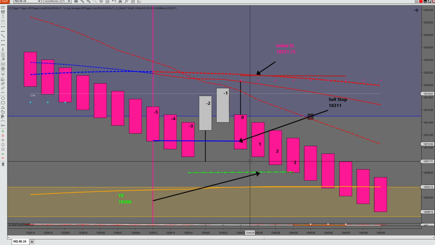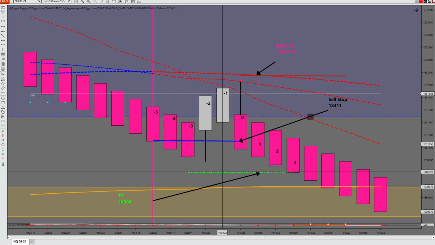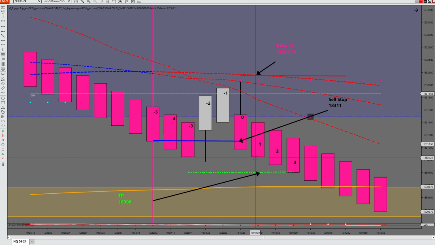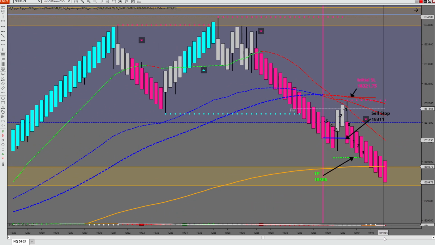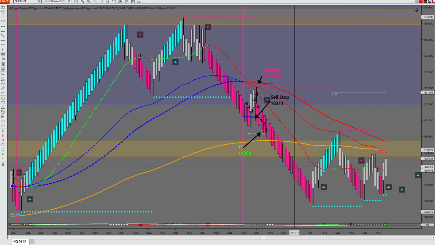That one played out really fast. You could have got that one without any problem, and you would have been filled on a take profit within 5 to 10 seconds. Sometimes these trades work really, really fast. All right, let's go over and take a look at a bearish 3-bar.